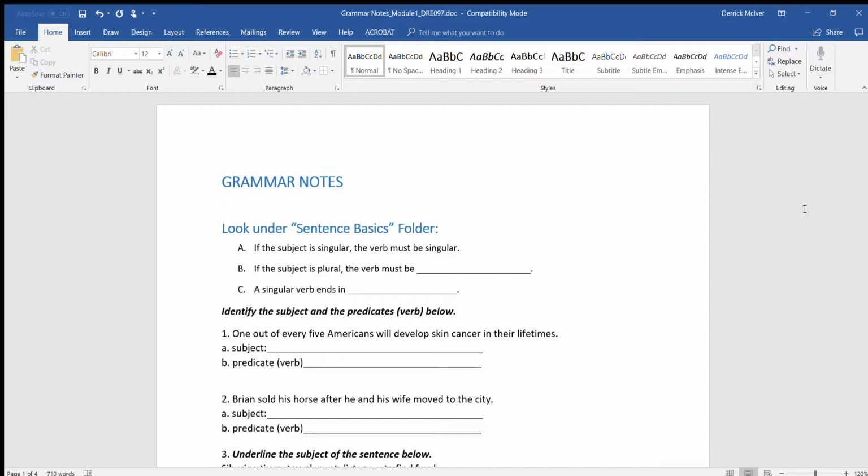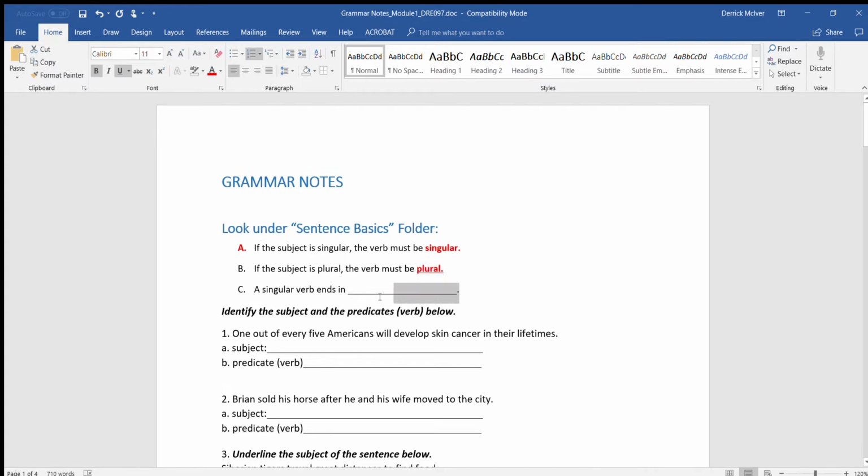Okay, so under the grammar notes folder, you had a series of folders that covered different grammar topics. Under the sentence basics folder, you discussed subjects and verbs. The first question: if the subject is singular, you know that the verb must be singular, and singular means one. If the subject is plural, the verb must be plural, and plural means more than one.